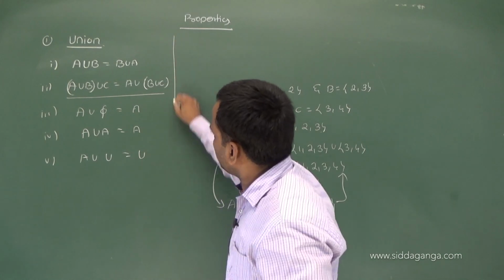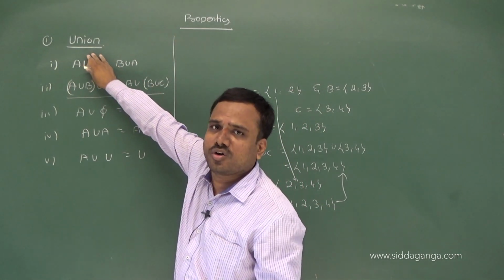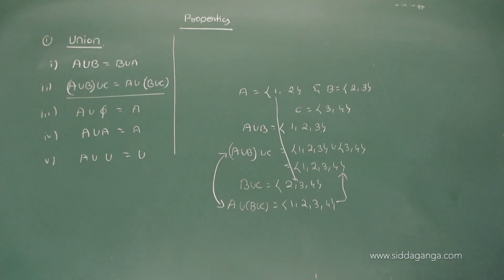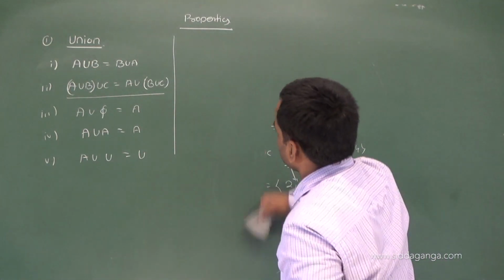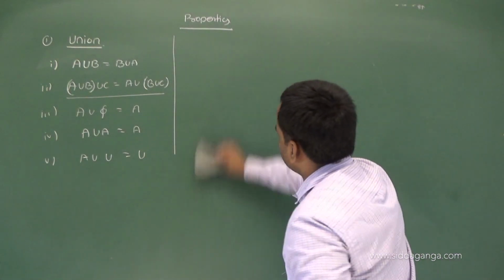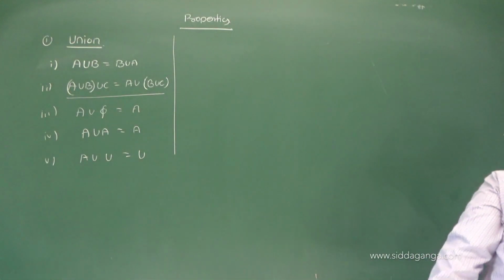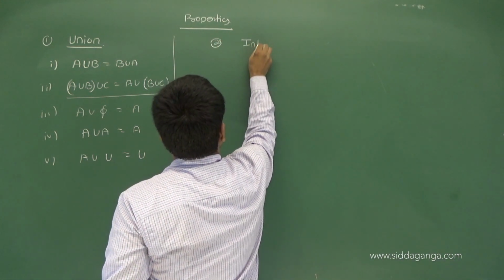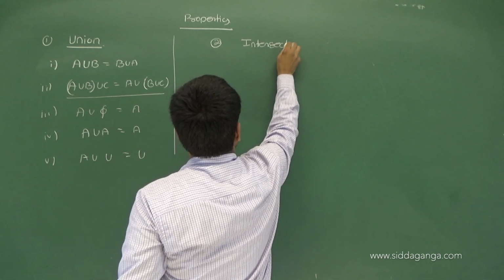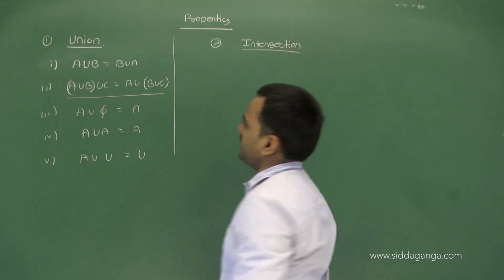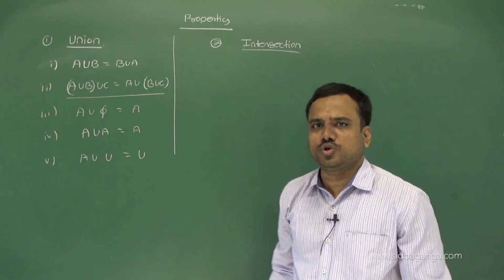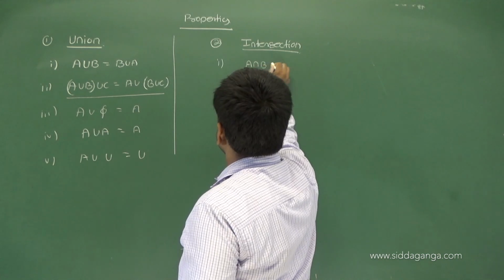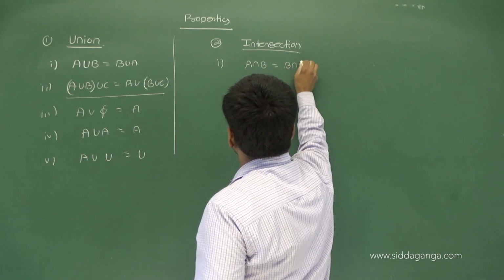These are all the properties for the union of two sets. Similarly, we discuss the intersection of two sets. Union is over. Intersection of two sets. First property, A ∩ B is always equal to B ∩ A.